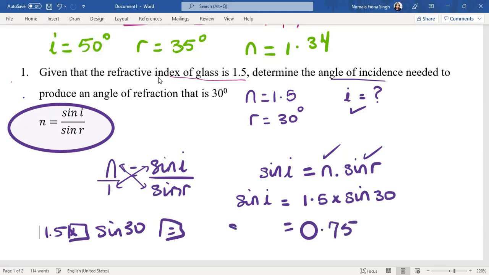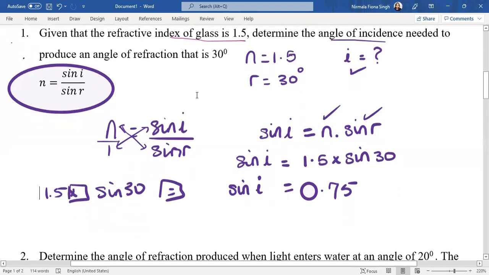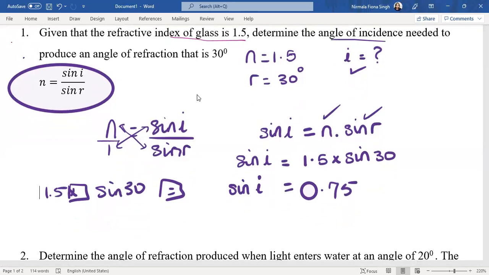Now this says that sine of i is 0.75. Do we want to find sine of i, or do we want to find i? We want to find i. And the inverse of sine is what we call sine inverse. So you're going to have i is equal to sine inverse, sine to the minus 1, of 0.75.